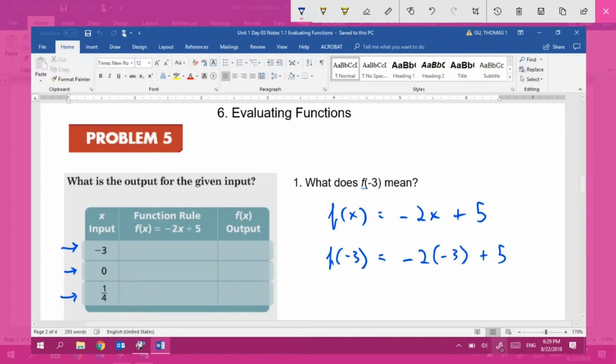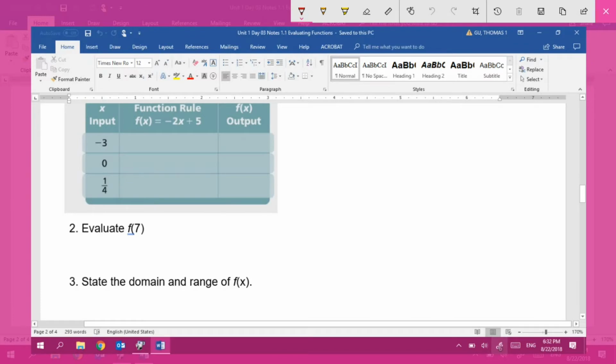So now we're just going to solve for this. F of negative 3 is going to equal negative 2 times negative 3 is positive 6 plus 5, which equals 11. So f of negative 3 equals 11. That's my answer. Circle it so I can see it. Boom. There it is. F of x, the output is 11. So you guys try the next two, 0 and 1/4. And number 3, we're going to state the domain and range of f of x.